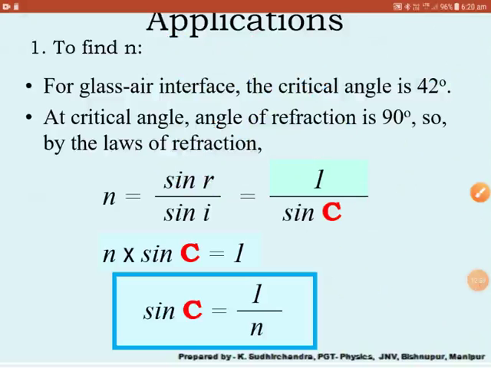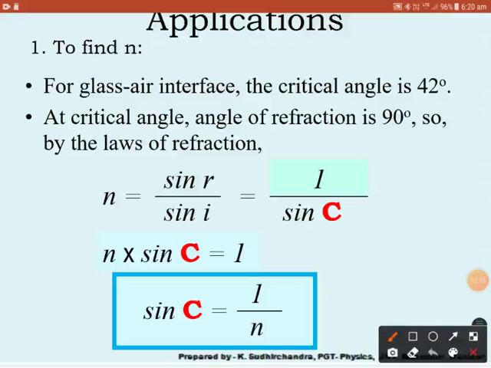So what happened? Refractive index is equal to sine i by sine r, that will be equal to 1 by sine of the critical angle. Got it? So the absolute refractive index of a denser medium times the sine of the critical angle will be equal to 1. Got it? So you can write from here that the sine of the critical angle will be equal to 1 by the refractive index of the denser medium, rather the absolute refractive index of the medium.